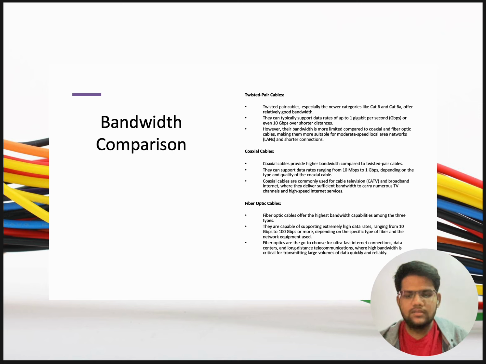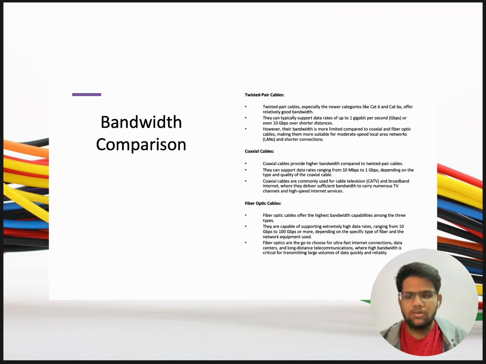Coaxial cables. Coaxial cables provide higher bandwidth than twisted pair cables. They support data rates ranging from 10 Mbps to 1 Gbps, commonly used for cable TV and broadband internet, delivering ample bandwidth for multiple TV channels and high speed internet services. Fiber optic cable. Fiber optic cable offers the highest bandwidth capabilities among the three. They handle extremely high data rates ranging from 10 Gbps to 100 Gbps or even more. The preferred choice for ultra fast internet, data centers, and long distance telecommunications due to their ability to transmit large volumes of data quickly and reliably.